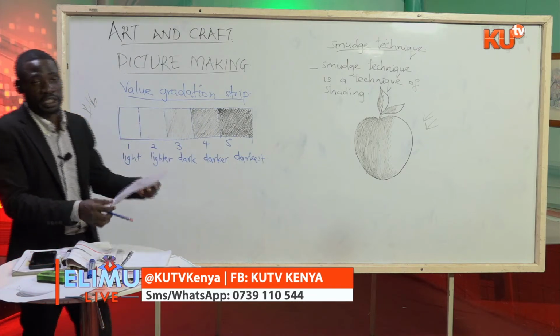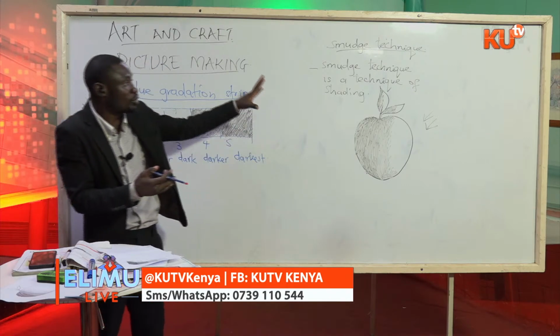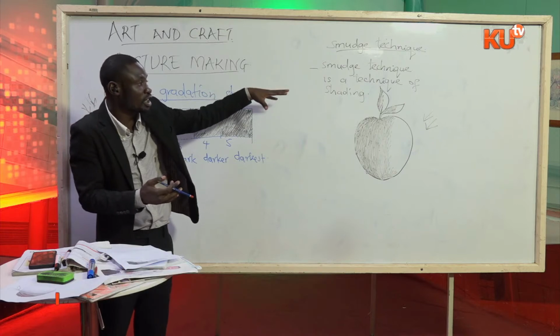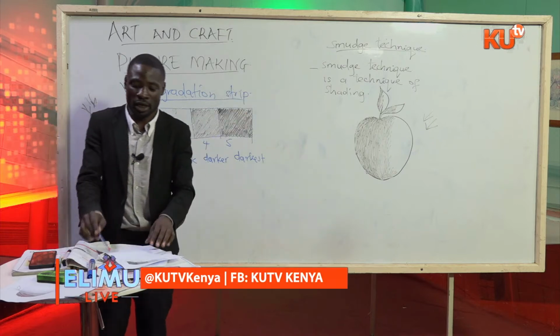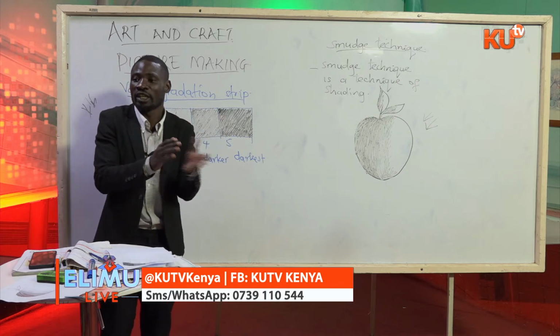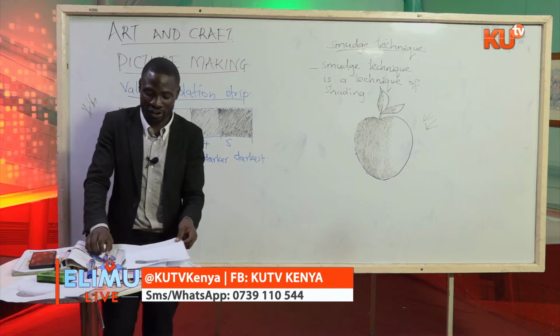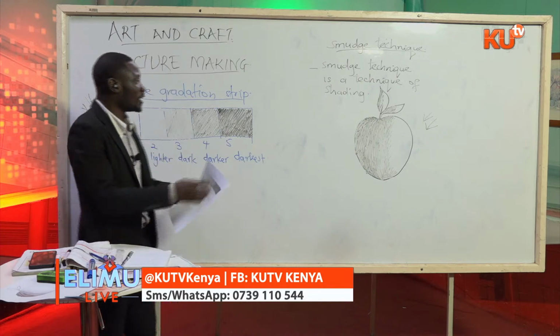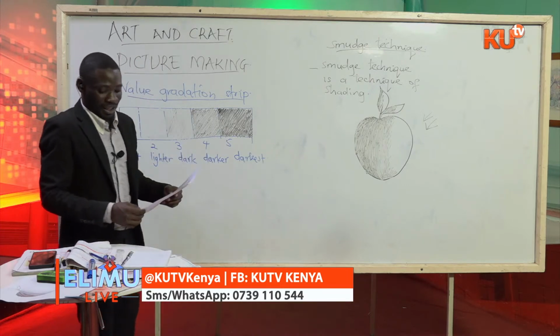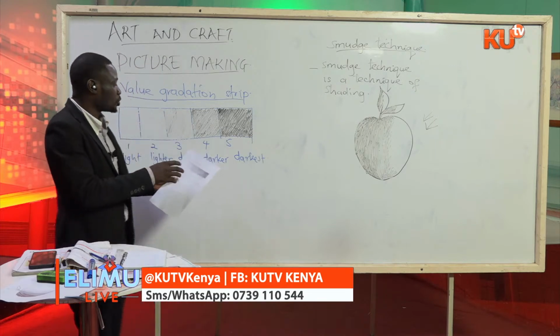We say that value gradation can help you create a form, can help you draw using the SMUDGE technique and come up with an object in which you'll be able to identify where the light is coming from and where there is darkness. And that marks the end of our lesson today.